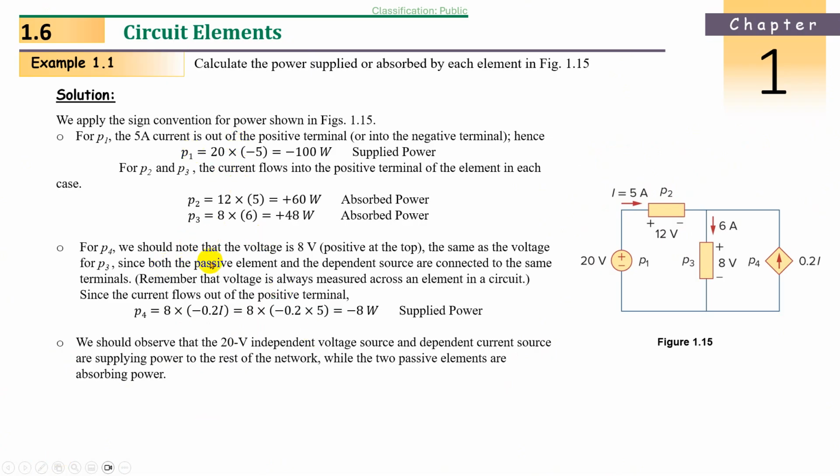So now all the powers we have, P1, P2, P3 and P4, the summation should be equal to 0. What is P1? Minus 100. What is P2? Plus 60. What is P3? Plus 48. What is P4? Minus 8. The total is 0. Minus together here is minus 108, plus 60 plus 48 is 108. So it is balanced. Like this, the law of conservation of energy should match.